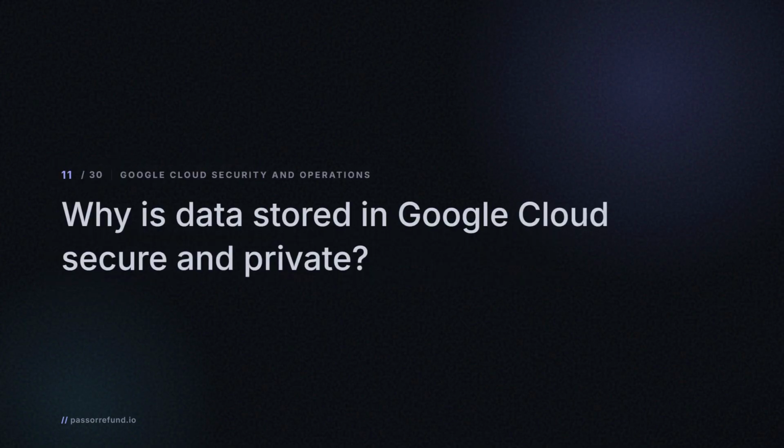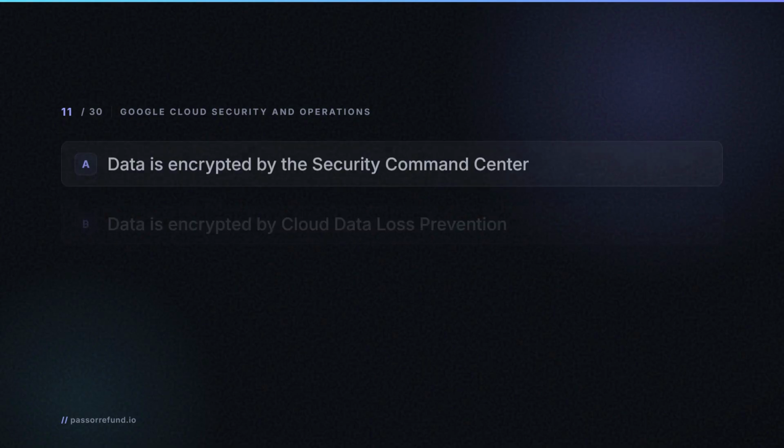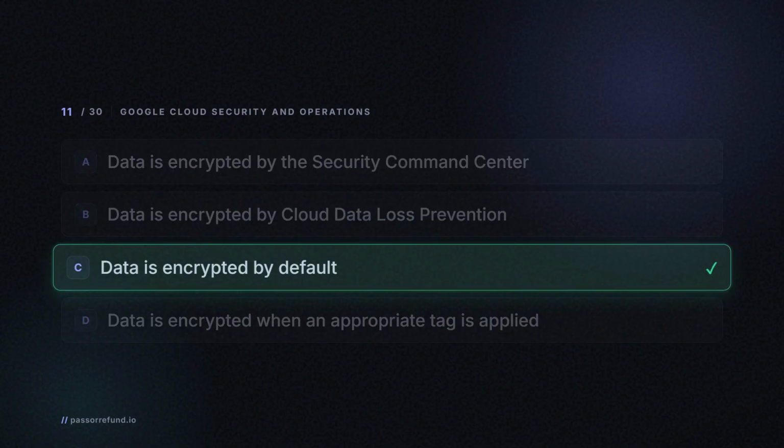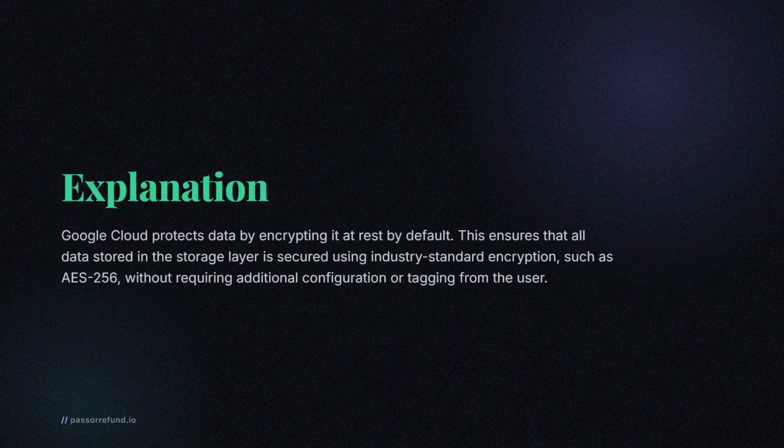Hey, so take a look at this. Why is data stored in Google Cloud secure and private? I would go with C. Google Cloud protects data by encrypting it at rest by default.